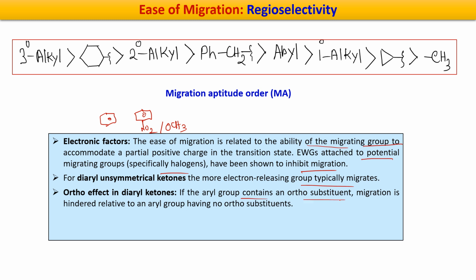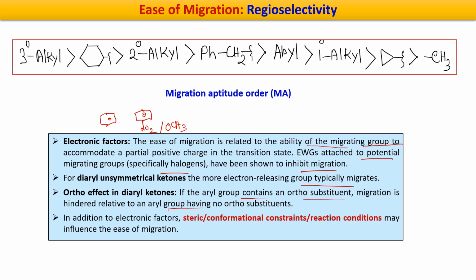If the aryl group contains an ortho substituent and another group has no ortho substituent, migration is hindered relative to an aryl group having no ortho substituent, and that is related to some steric reason. Now remember, a very important point: until now we have discussed these electronic factors, but you have to remember that steric factors, conformational constants, reaction conditions, all these influences are also present.